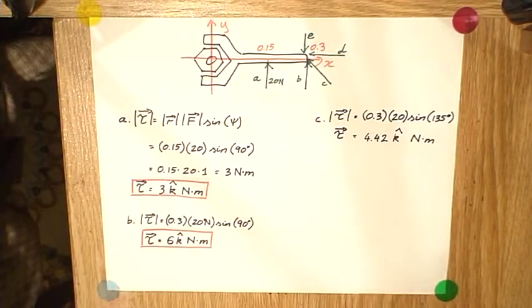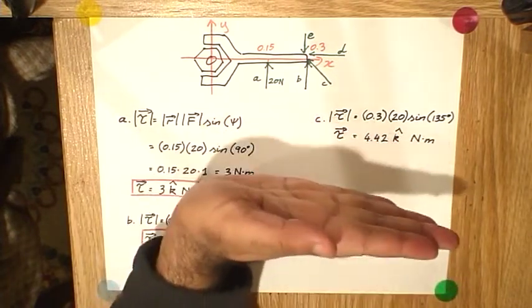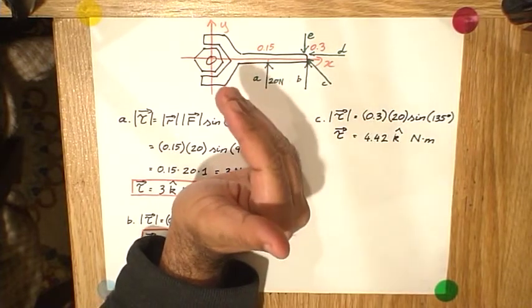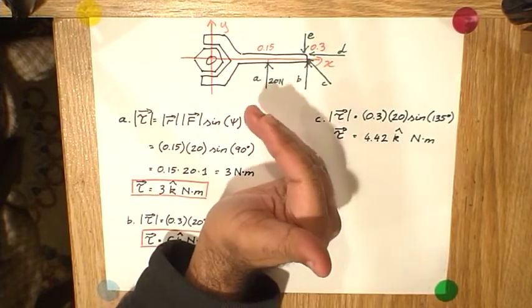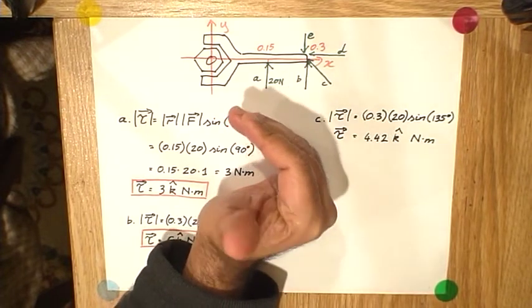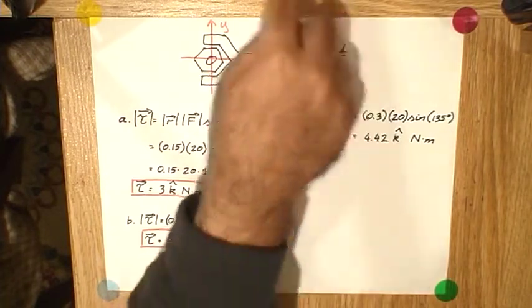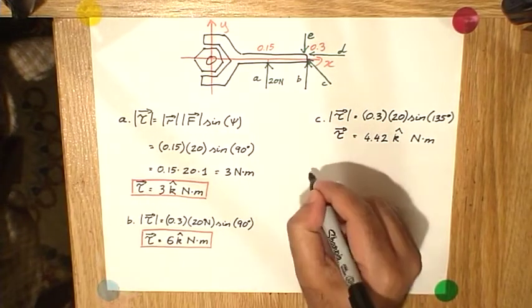And we can confirm this with the right-hand rule. The lever arm points rightwards, and the push from this force is pointed in this direction. Your thumb still points out of the page, so that it is indeed a positive counterclockwise torque. Let's move on to D.